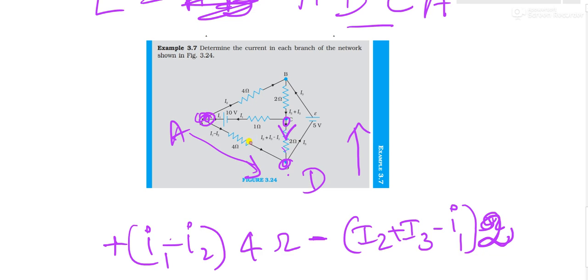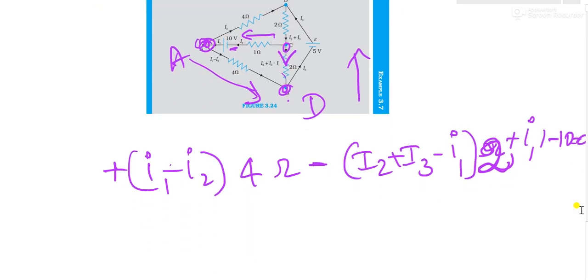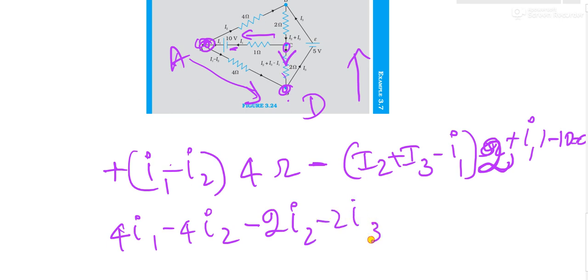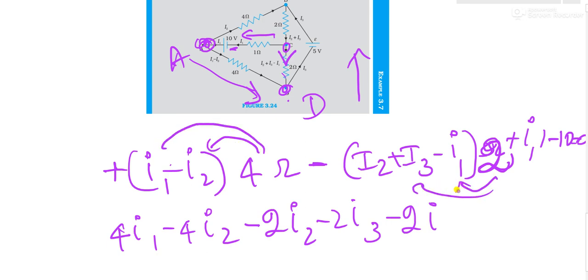Okay, the next thing, this side I am going this side only. It's going to be I1 times 1 ohm. Okay, and the first terminal I am getting negative, it's going to be minus 10 is equal to 0. Okay, actually it's very simple logic only. 4 times I1 minus 4 times I2 minus 2 times I2 minus 2 times I3 minus 2 times I1. I just took this 4 inside and this 2 inside, that's it. Okay, very small thing I am doing. Okay, it's going to be plus I1 is equal to 10.